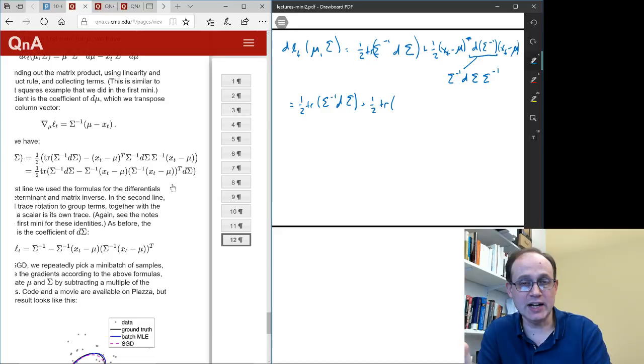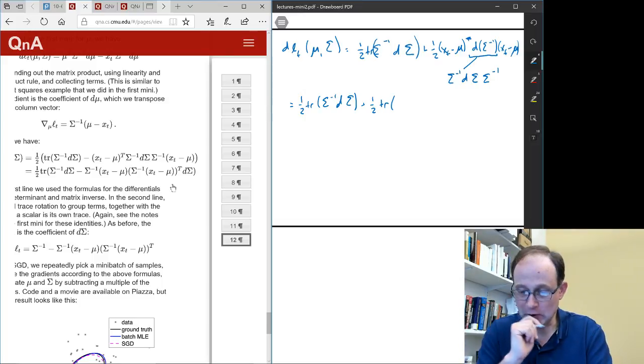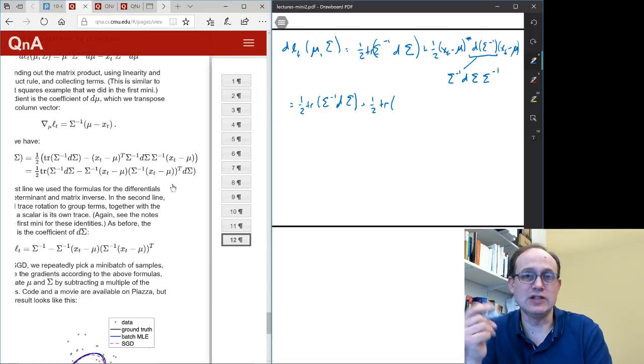Trace rotation, again, is an identity that we covered in the first mini. It is extraordinarily useful, and a lot of people don't know about it, so it's worth remembering. What trace rotation says is that if you have a matrix product, trace of ABC, you can just rotate that matrix product as much as you want. So trace of CAB or BCA, those are all the same thing. So that's the trace rotation identity.